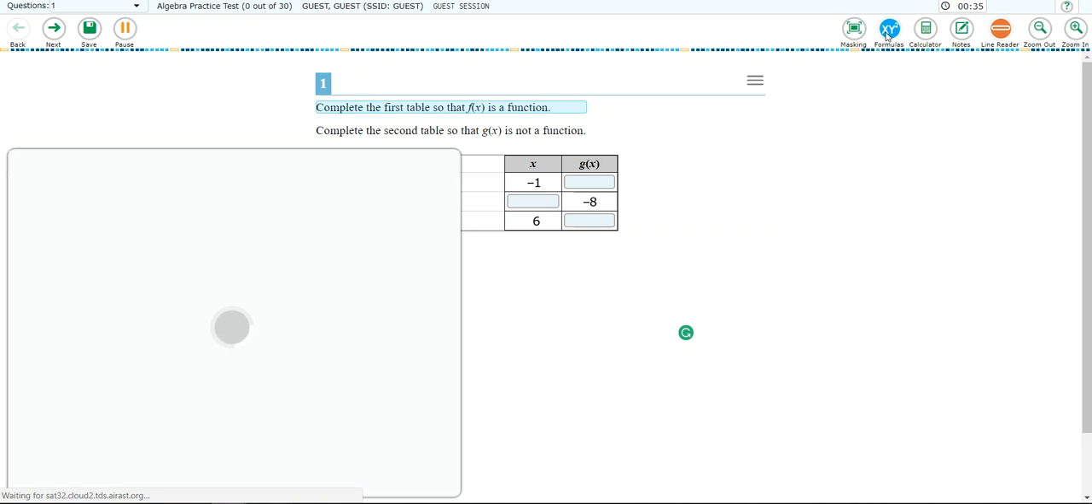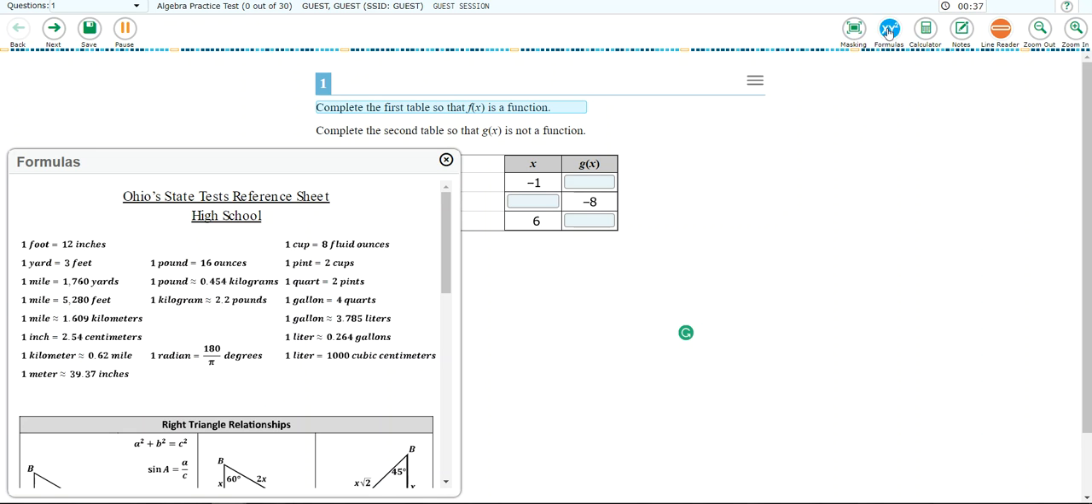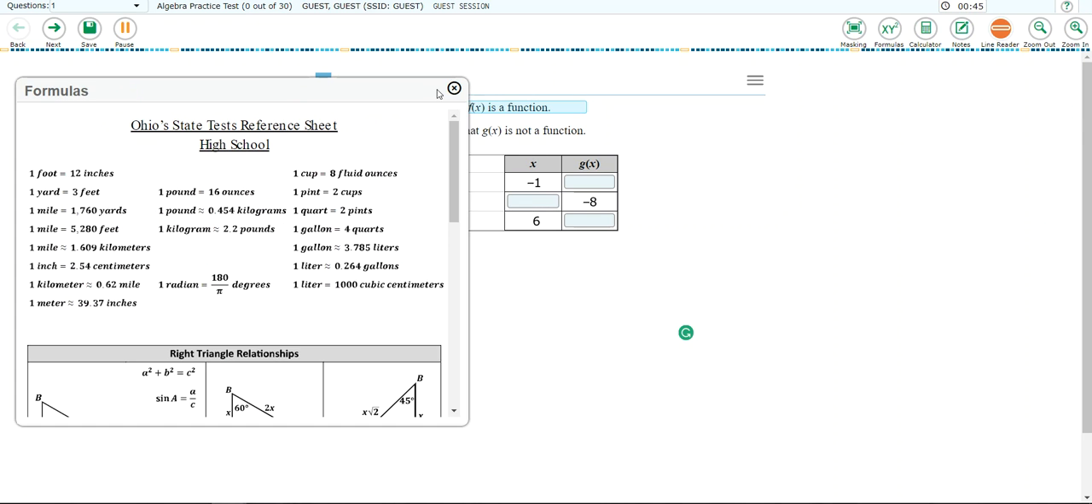And now look at the formula sheet. The formula sheet will pop up. And sometimes the formula sheet and the calculator take a little while to open, so it may be best for you to open those right at the beginning of your test. That way they're already loaded, and then you can close out of them. They seem to open up easier after you've opened them once.